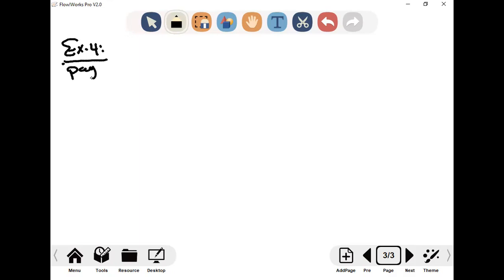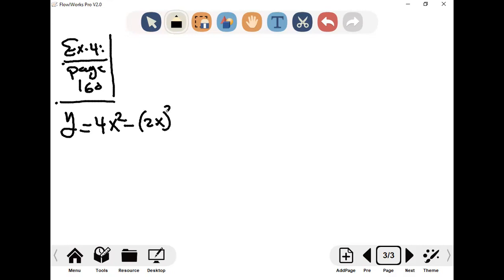We are on page 160. Now, in example 4, the question said determine whether y equal, y is the same as f of x. When I say y equal or f of x equal, it's the same. It's only a name for the function, okay? So whether y equal 4x power 2 minus 2x all power 2 plus 3x minus 5.